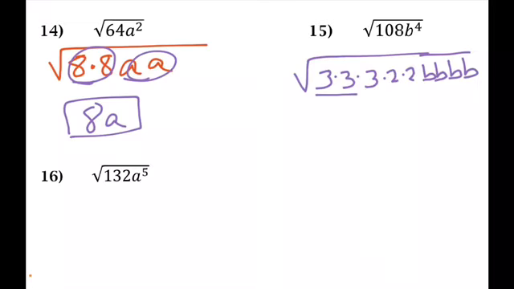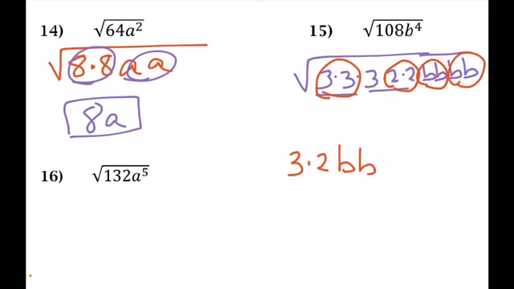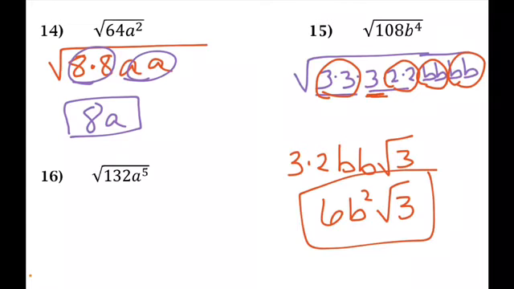You can break these numbers down as you go. So as I said, 9 times 12, and I start to break that down. I'm looking for a pair, and I see a pair of 3s. I see a pair of 2s. I see a pair of b's, and I see another pair of b's. What's left is just that 3. So 3 times 2 is 6, b squared, square root 3. And that is my simplified version of square root 108, b to the 4th.